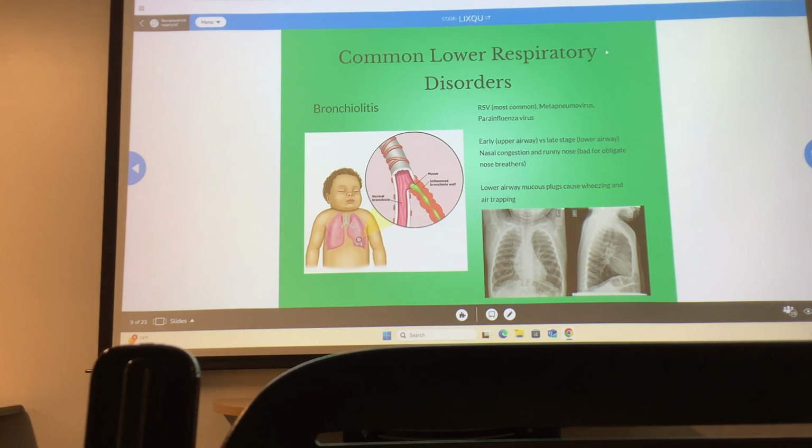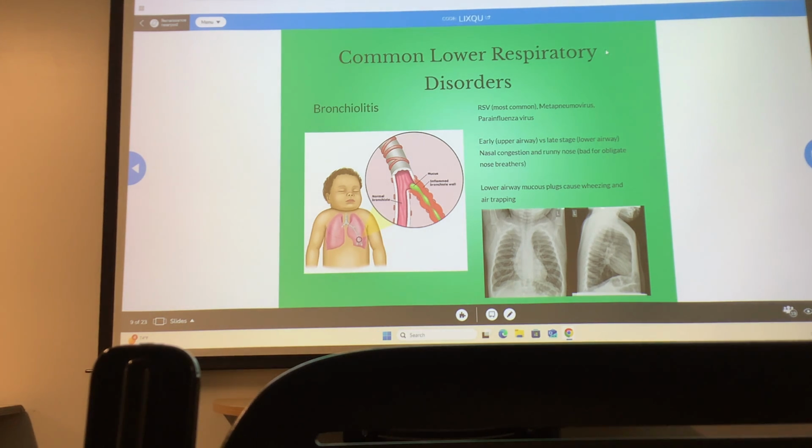Bronchitis is not the same. Bronchitis is your larger bronchi, right? Where bronchiolitis is much lower, right? So bronchitis is more of your upper lung field, bronchiolitis is lower lung field, further down. Most commonly, the virus behind it is RSV, right? Or the respiratory syncytial virus, okay? Other ones that you're going to see are metapneumovirus, parainfluenza virus, flu.